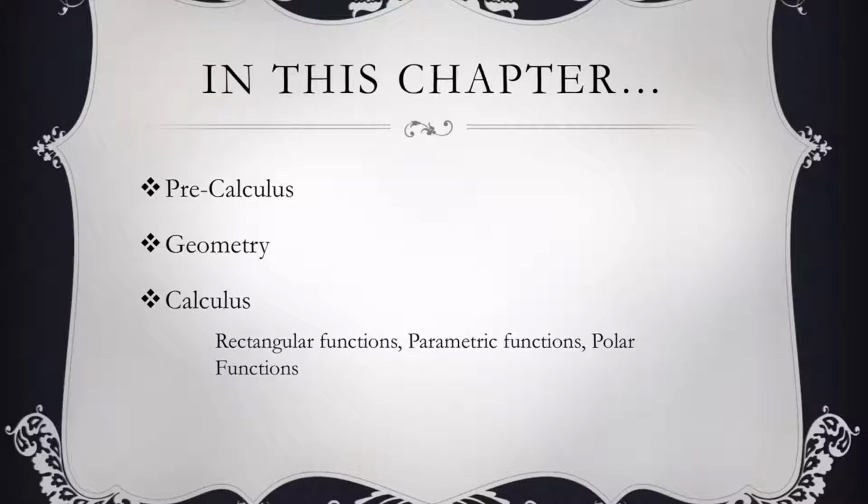In this chapter, we will review some of the materials from pre-calculus, geometry, and calculus. We will look at three different coordinates: rectangular coordinates, parametric coordinates, and polar coordinates, plus two linear operators, which are differentiation and integration.